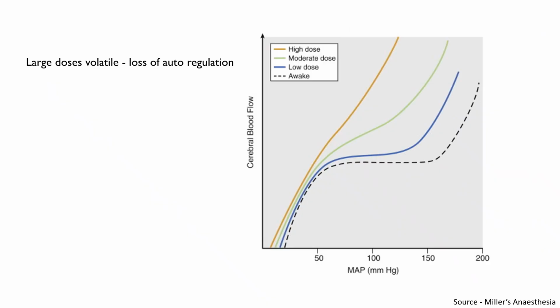In high doses, so well over a MAC, as I've said, there's loss of autoregulation. So this is why large doses of volatile or high concentrations of volatile delivered intraoperatively to achieve blood pressure lowering or burst suppression, if required, is a bad idea. And other methods and other drugs are preferable.